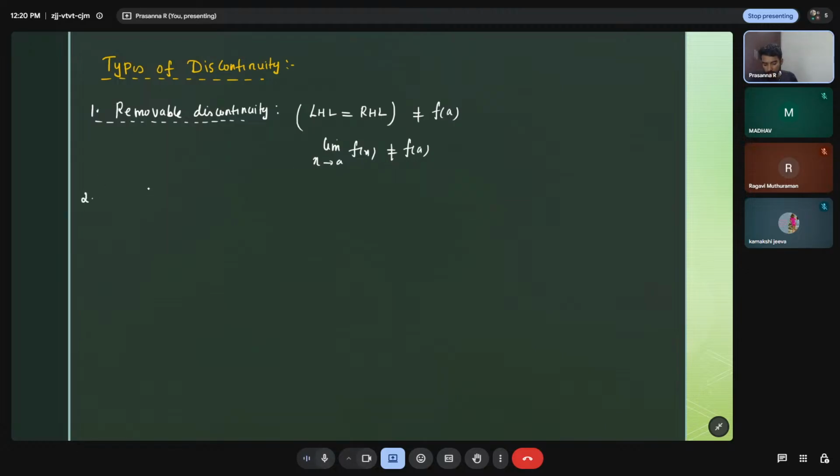Now, the second type is called discontinuity of the first kind.